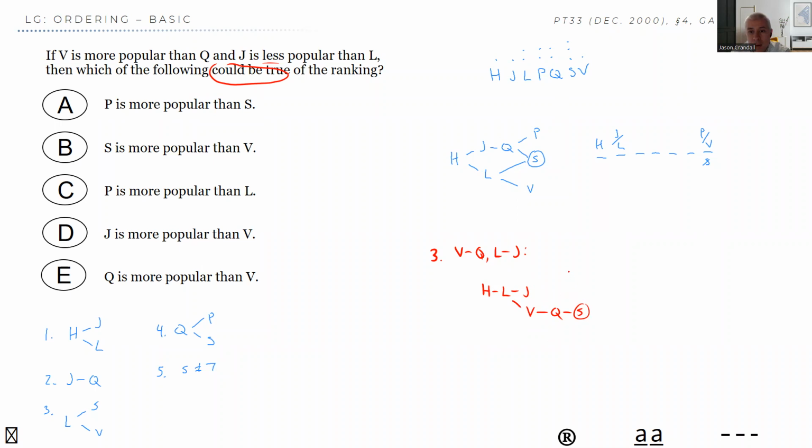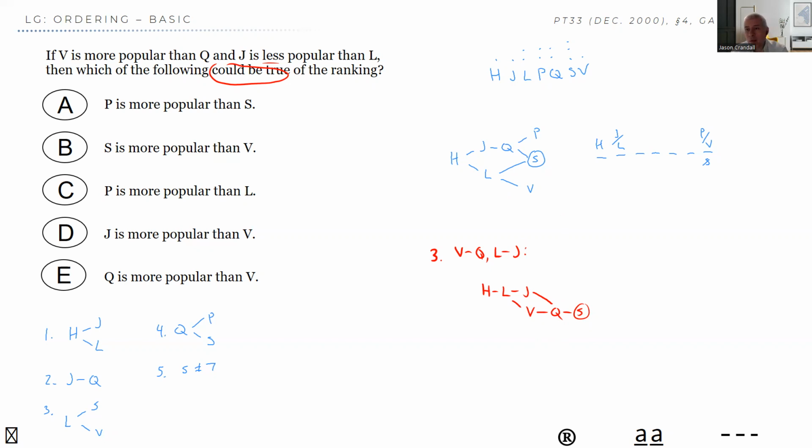And then Q before P, and I'll come back to that in just a second. So the other aspect here then is I also know how J relates to Q, and therefore how J relates to S. So I'm going to write that in. H before L before J before Q before S. And P and S are both related to Q, right? They both have to be after Q.